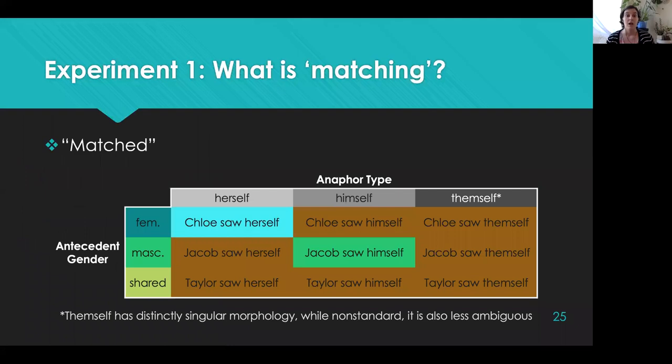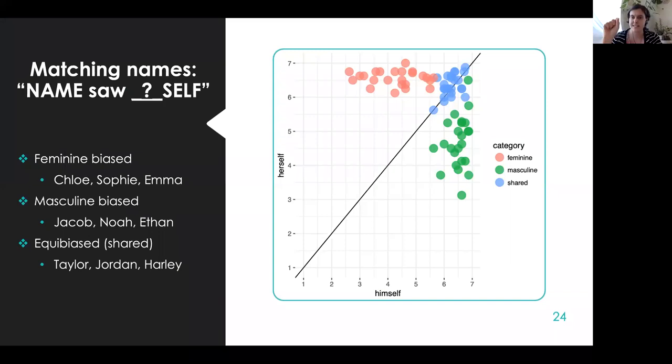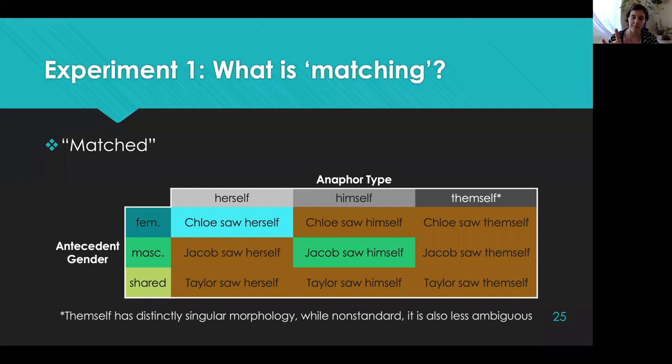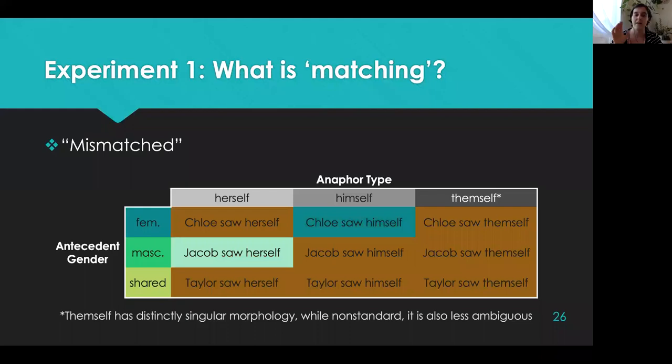But there's another thing going on here. If we look at this spread, these are all average values by name. I also wanted to look at the average values by participant. So maybe certain participants were more likely to rate everything very high. Or maybe some participants were rating some mismatches very low, and they were just getting swamped out by values in the middle. So I am now going to show you a graph that compares the matched names, so Chloe saw herself and Jacob saw himself, with the mismatched names, Jacob saw herself and Chloe saw himself.